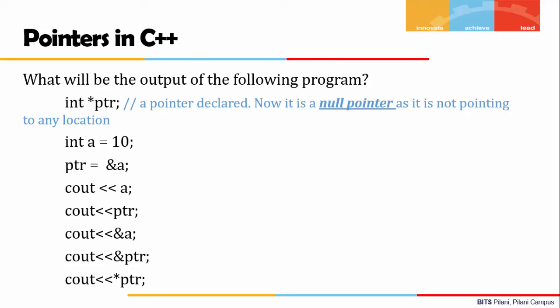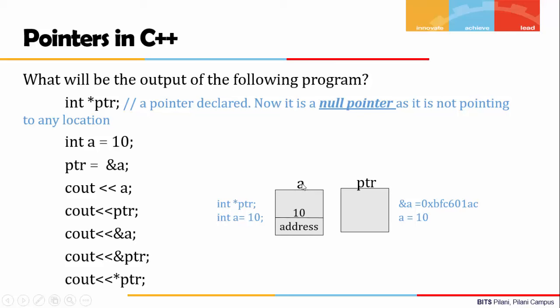So here in the first statement, a pointer is declared, int *ptr. Now it is a null pointer as it is not pointing to any location. Then we have int a = 10. Here we have initialized an integer type pointer and here we have initialized an integer variable. So how can it be shown in the memory?